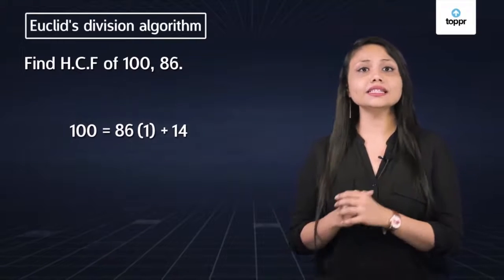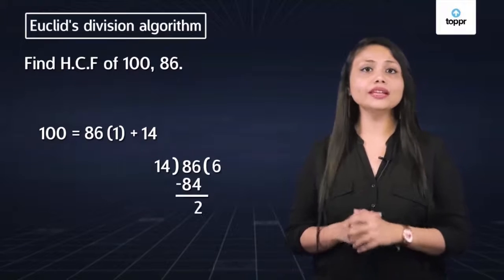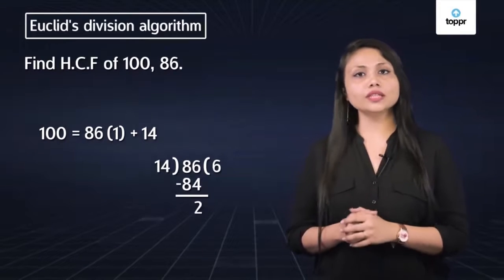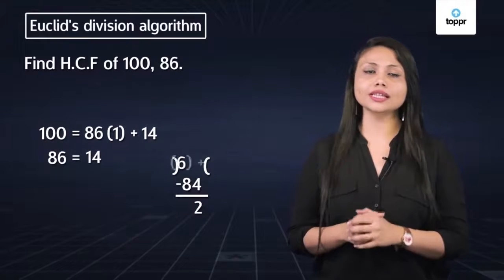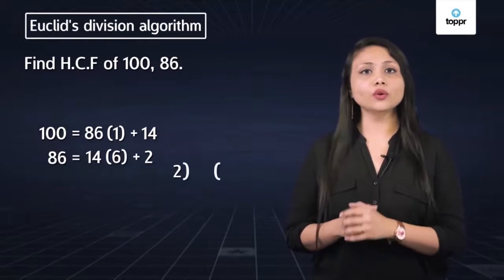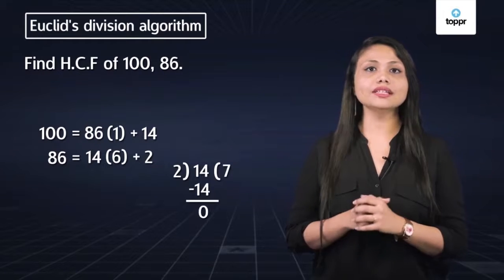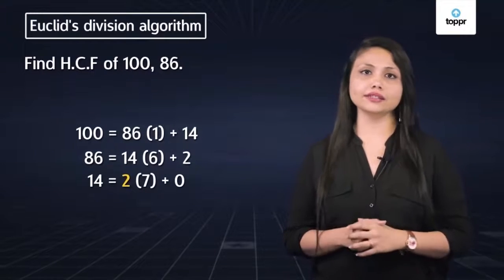Now take 86 as our new dividend and 14 as the divisor. On division, we get the remainder 2. Using the division lemma, we can write 86 is equal to 14 into 6 plus 2. Now with 2 as the new divisor and 14 as the new dividend, the remainder is 0. So 2 is the HCF of 100 and 86.